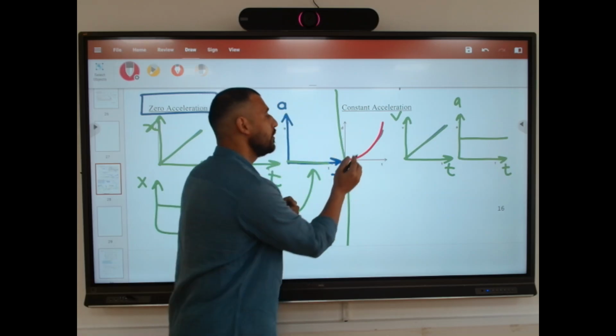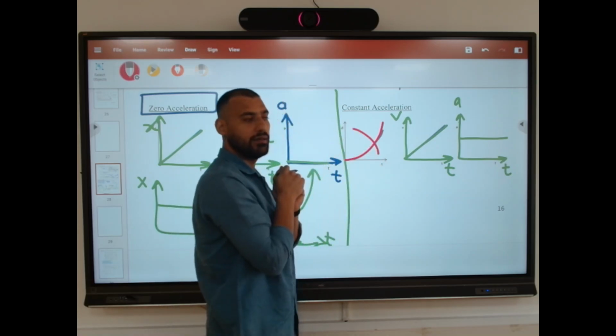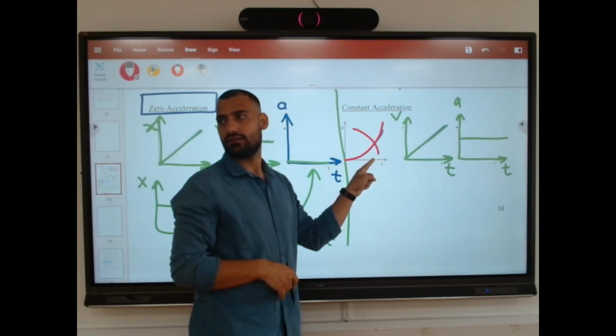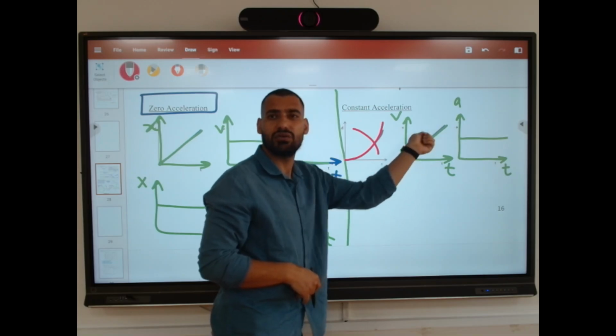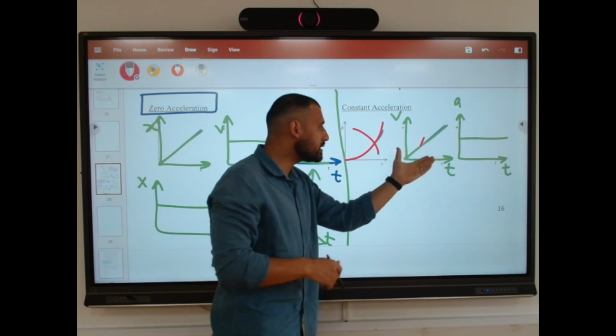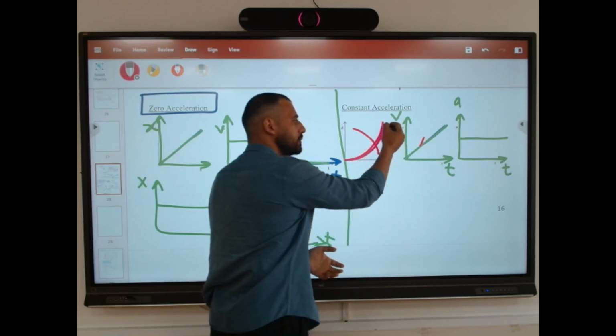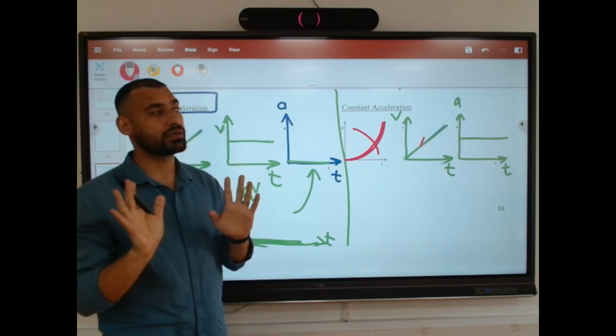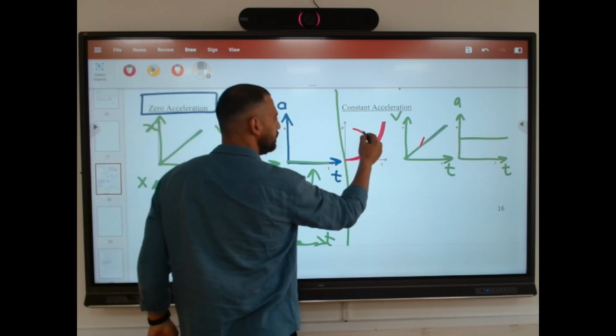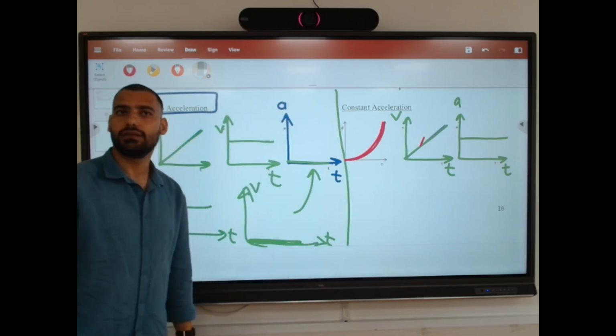Why something like this? Why not something like this? Because here it is decreasing. But our velocity is continuously increasing, isn't it? Because velocity is increasing, therefore only this is possible. This is not possible. Is that clear? That is the reason. You need to understand what is happening. Clear? This is it.